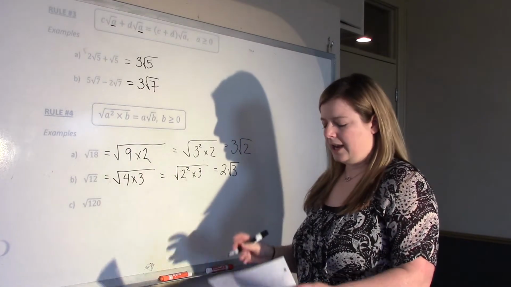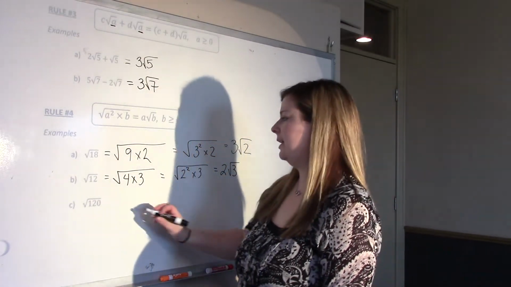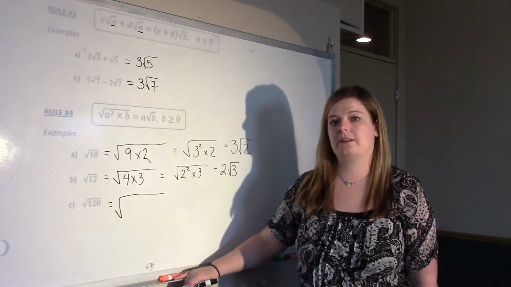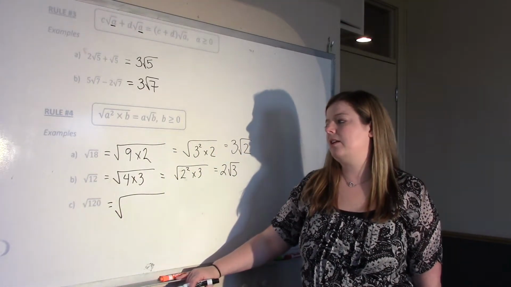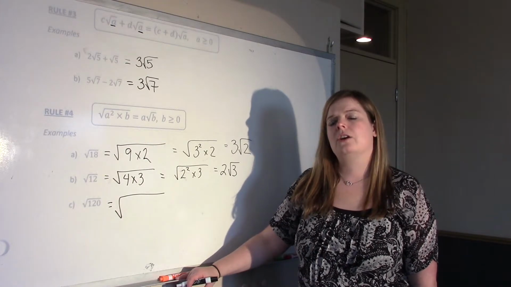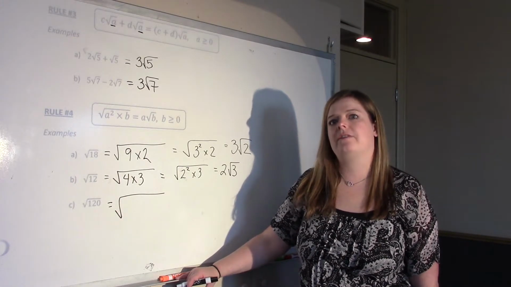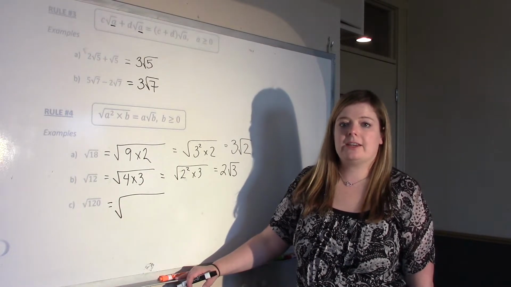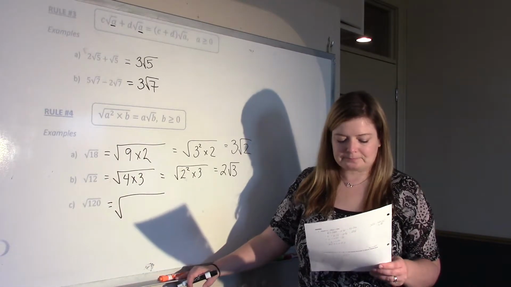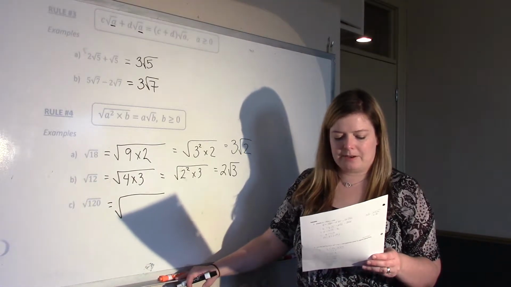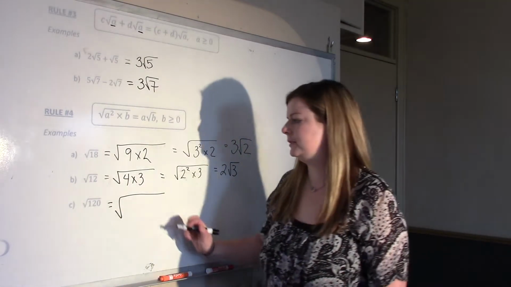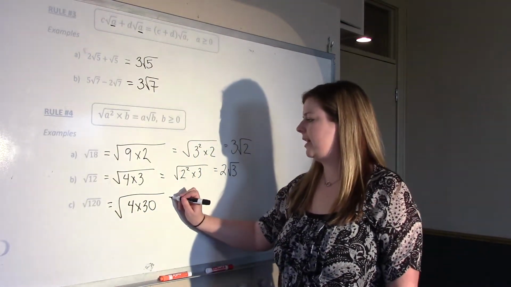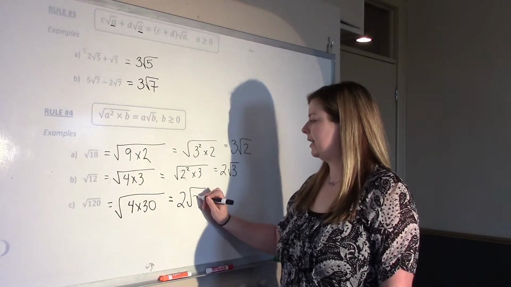All right? And then 120, okay, you need to think here. Can you rewrite this with any perfect squares? Okay, so can it be rewritten with 4 or 9 or 16 or 25, 36, etc.? So think of all the perfect squares. And if you need to, take out a calculator and see what it's divisible by. So in this case, it can be rewritten as 4 times 30. Okay, so you take out the root 4, so you have 2 root 30.